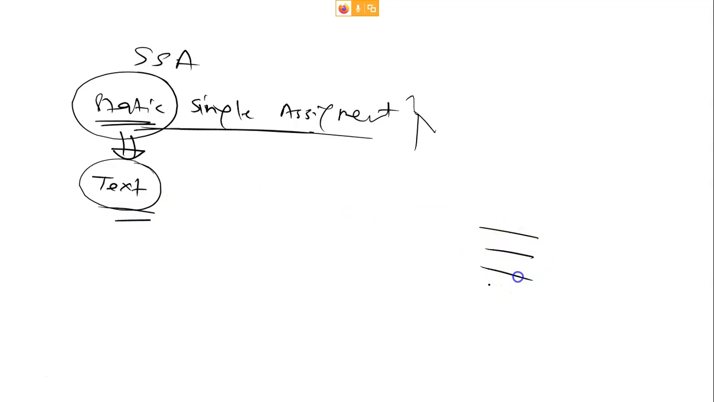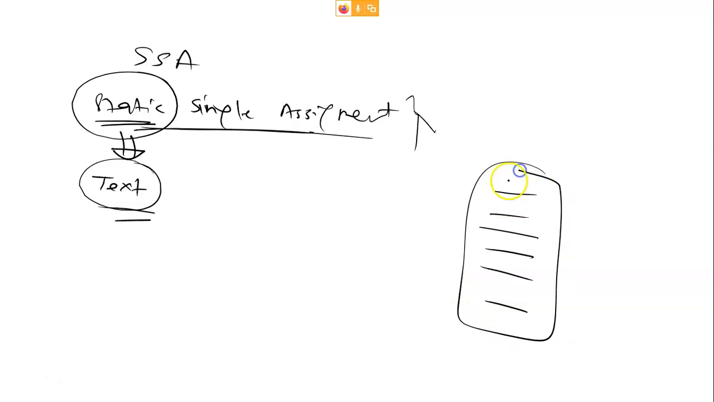Basically you have a program, you give me a program on a copy, on paper. Do not run it, do not run this program, just give me the text of the program. Now on this text of the program I will do this, basically this SSA will work.